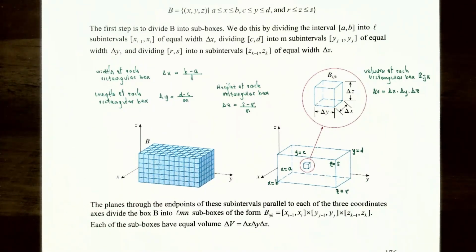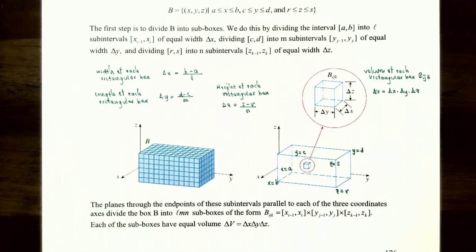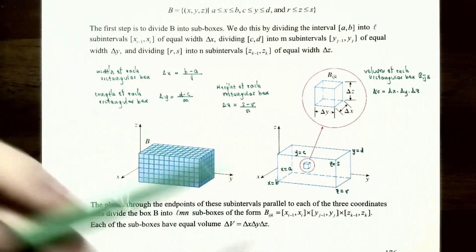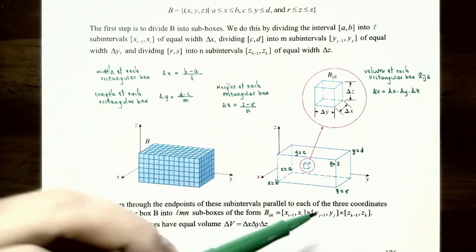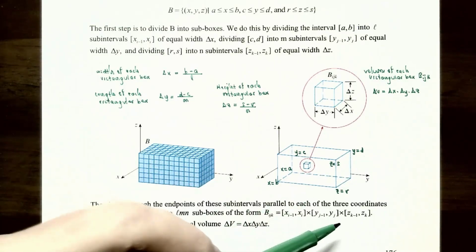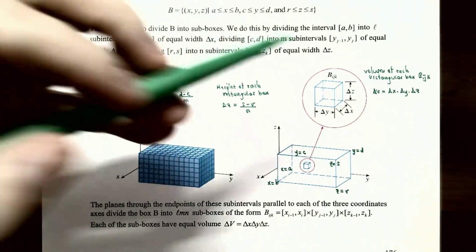We partition the x values into L subintervals. We divide the closed interval for the y values into m subintervals, and then the interval for the z values into n subintervals. And then that will give us L times m times n sub-boxes. Each of those sub-boxes will be represented as B sub ijk. B sub ijk will consist of the closed interval x sub i minus 1 to x sub i, cross the closed interval for the y values, y sub j minus 1 to y sub j, and then cross the z values. The closed interval is from z sub k minus 1 to z sub k. Each of these sub-boxes will have a volume, which will be represented as delta V.